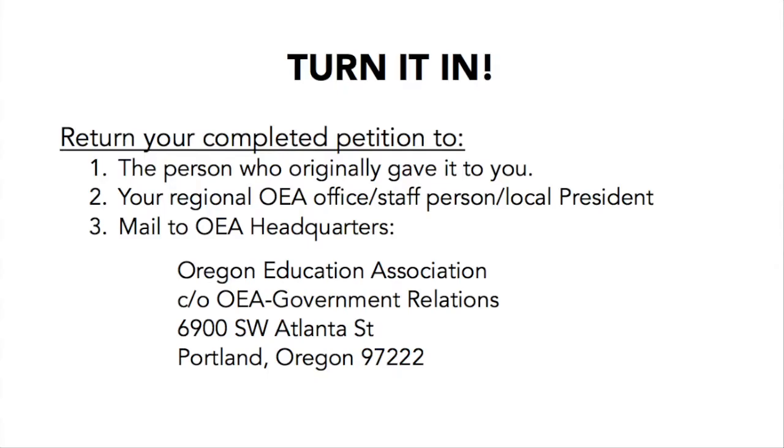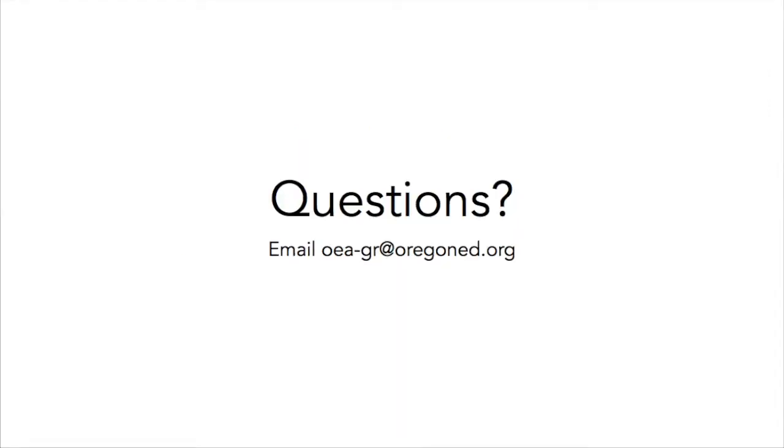Thanks so much for collecting signatures. When you're done, we need you to turn them in. It's really easy. There are 3 different places that you can turn it in. Number one, give it back to the person who originally gave you the signature sheet. They should know where to turn it in from there. Also, you can turn it in to your OEA office, your staff person, or your local president. They should also be able to make sure it gets in the right hands. And if you don't have any of those options available, feel free to mail it back to the OEA headquarters at the address listed.